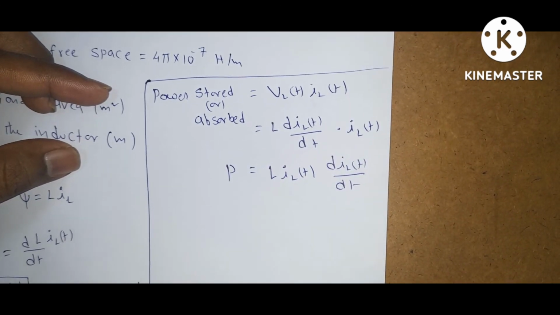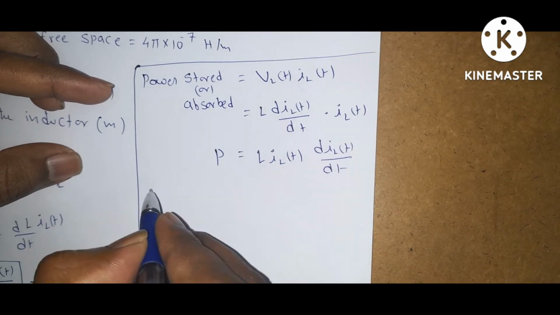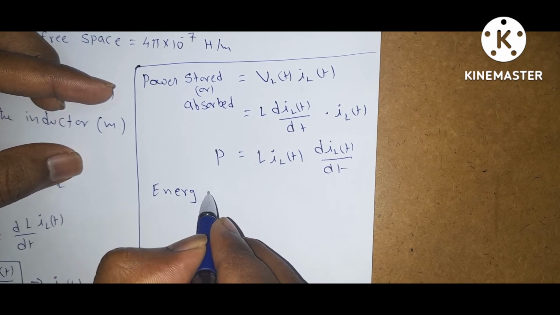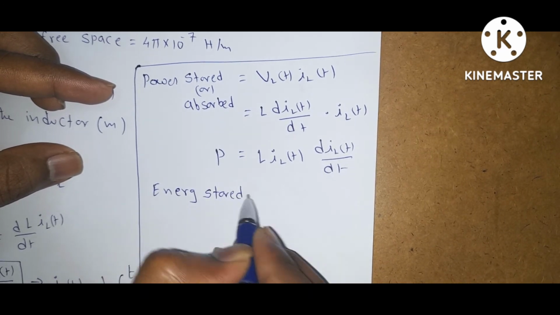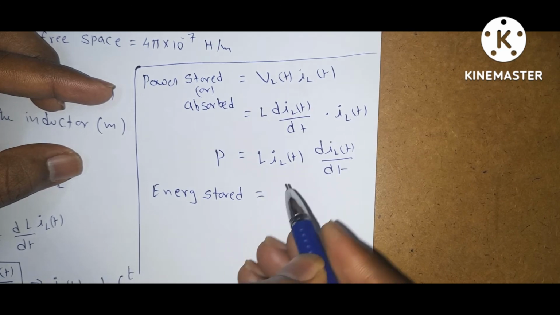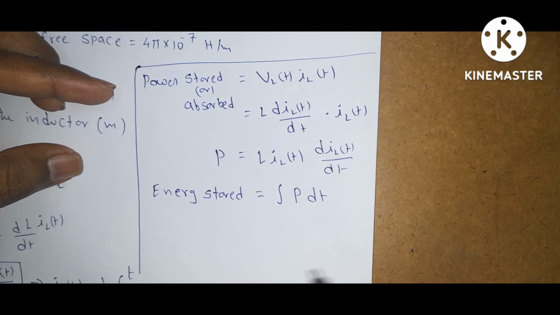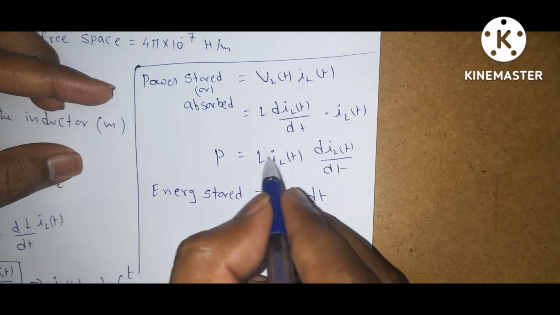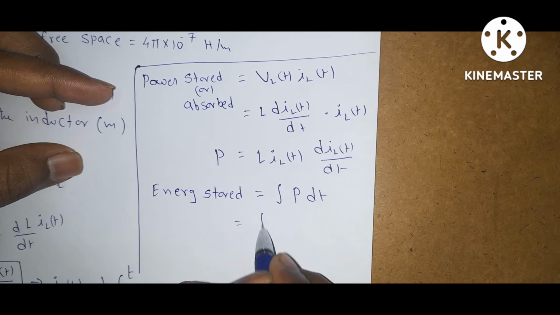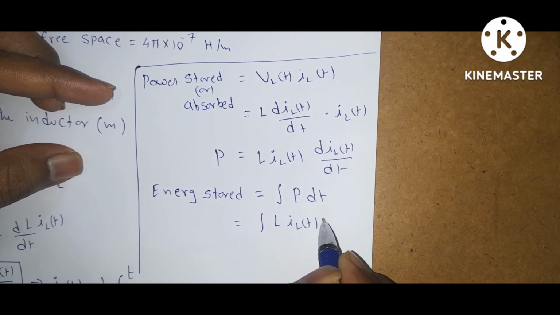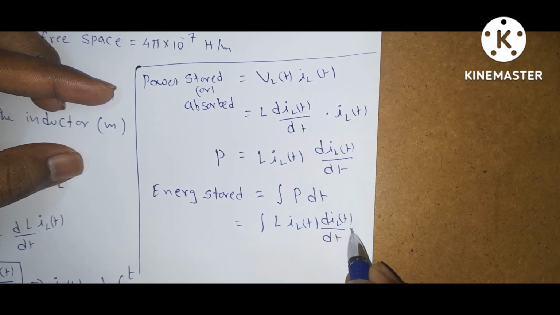Next, energy stored. Energy stored in an inductor is equal to the integral of power, integral p dt. So substitute this value in this equation, you will get L into IL of t dIL of t by dt into dt. This dt cancels.